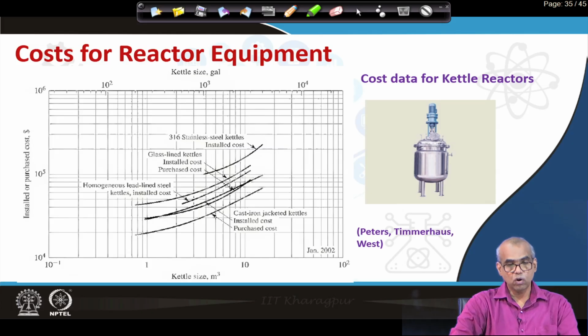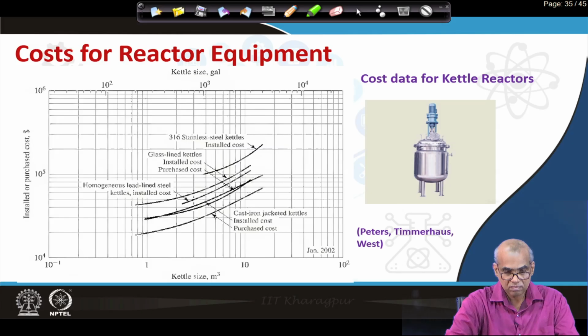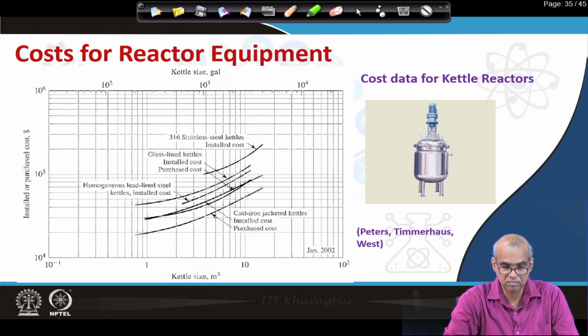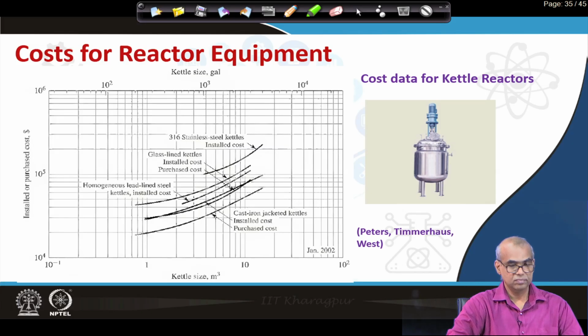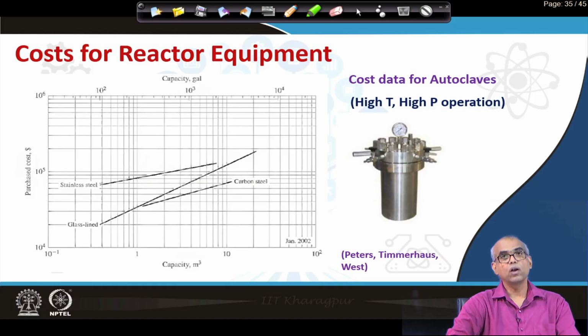Similar correlations are also available for cost data for kettle reactors, and also available for autoclaves, which are used for high pressure, high temperature applications.